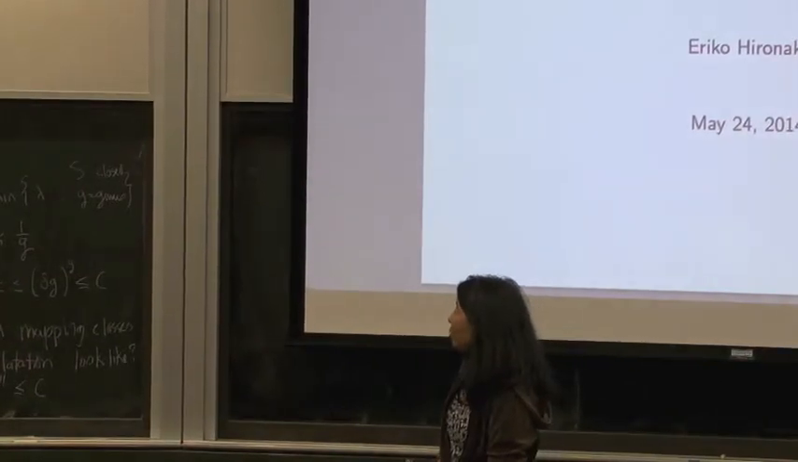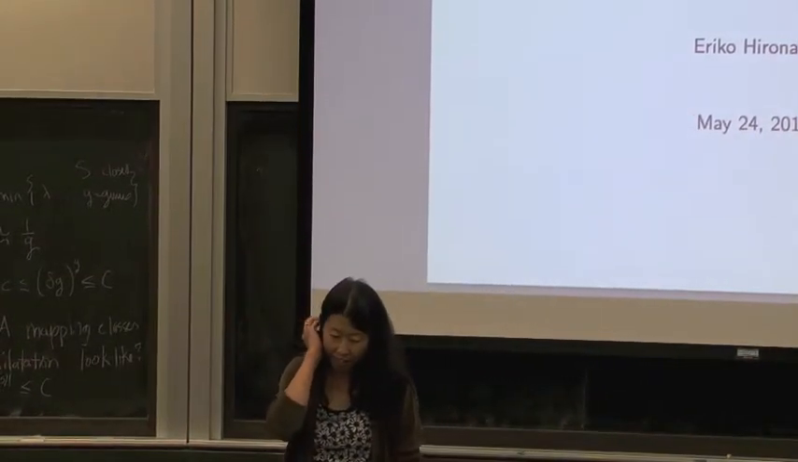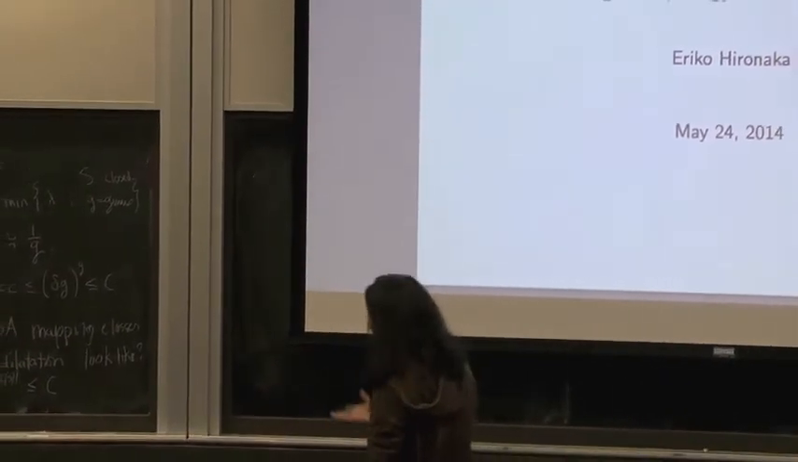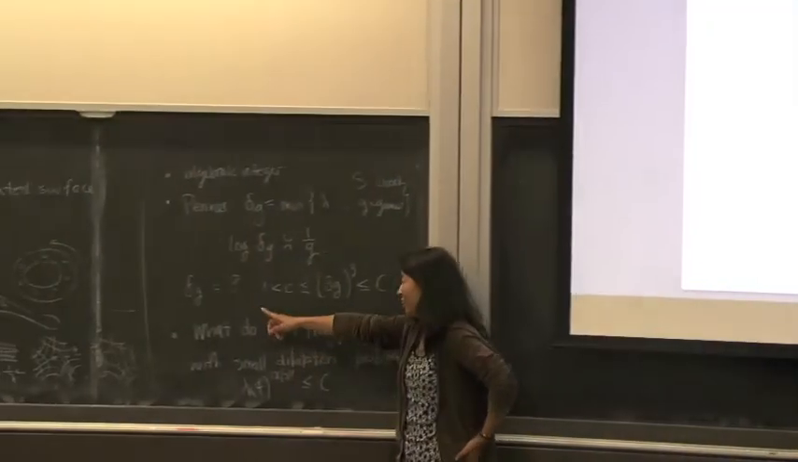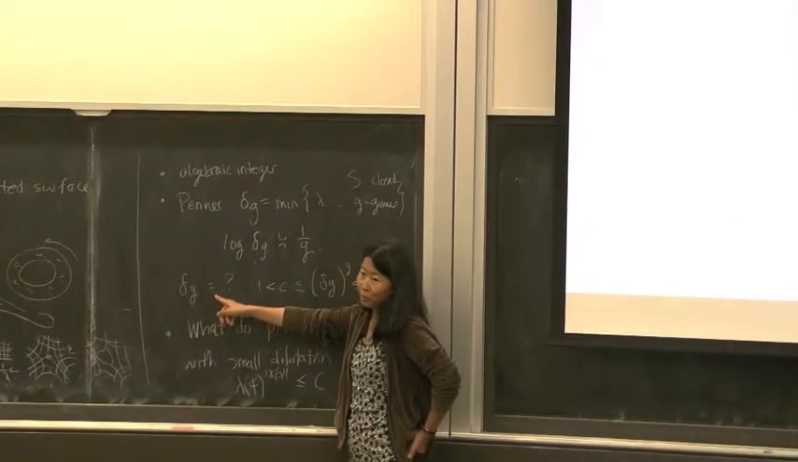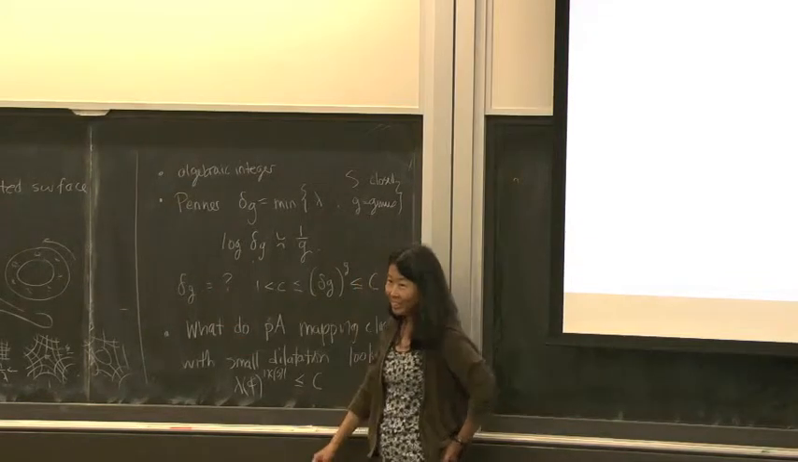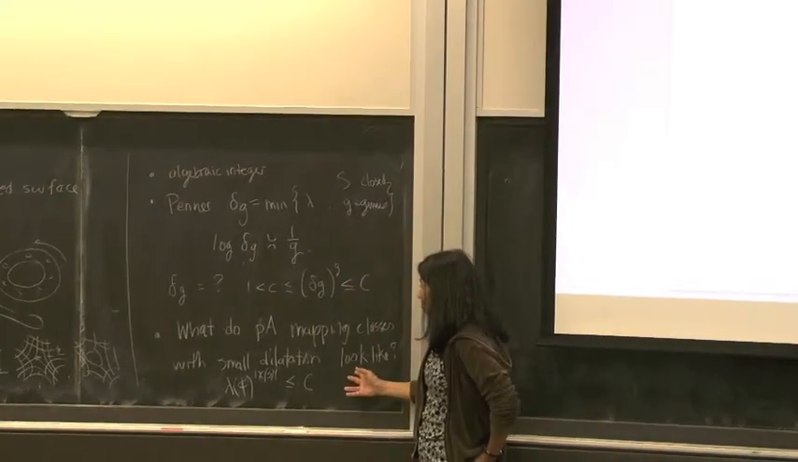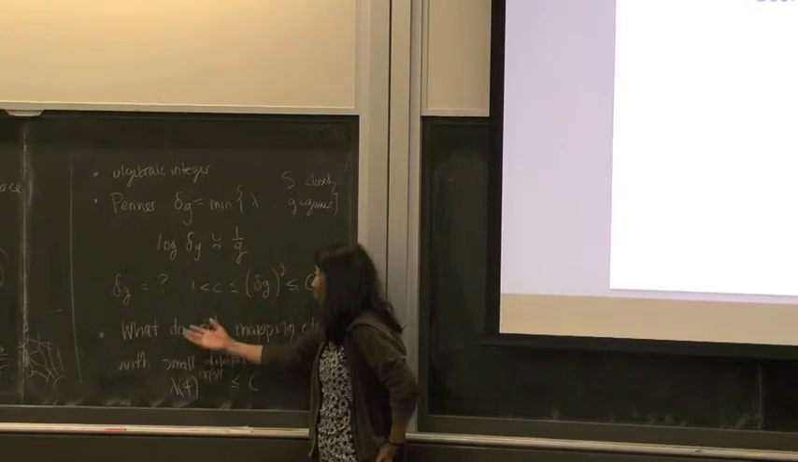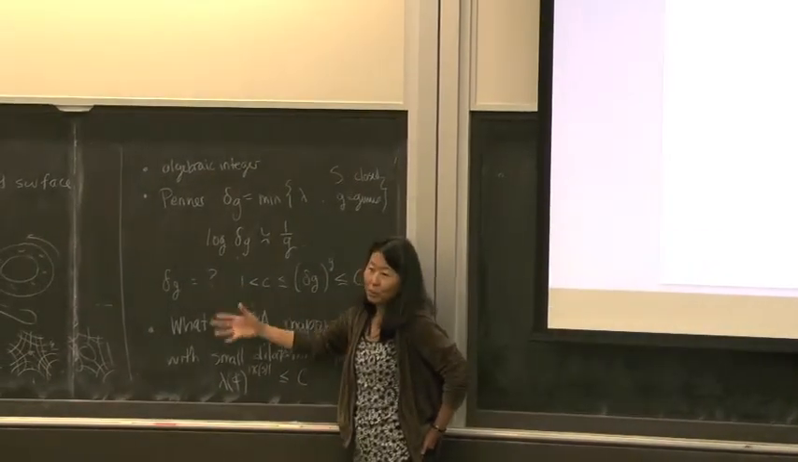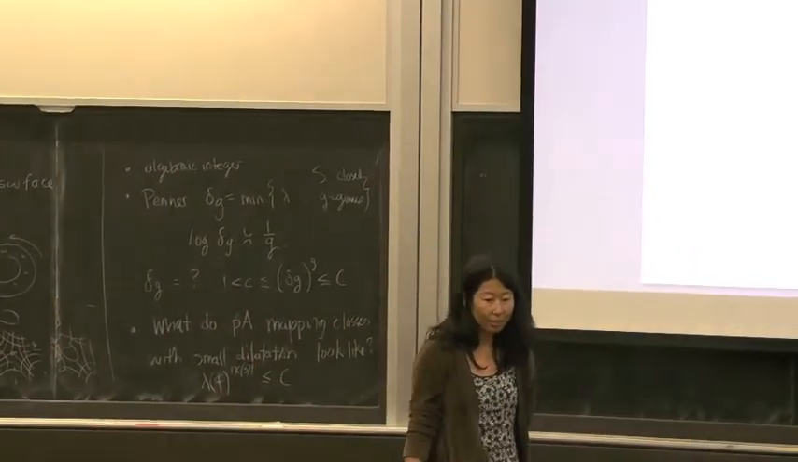Okay, so that's what my talk is going to be about. I'm going to try. Not very much is known. Delta_g is only known for g equals 2. So that's it. And so not even knowing what to shoot for, we don't really know what the small dilatation mapping classes are.